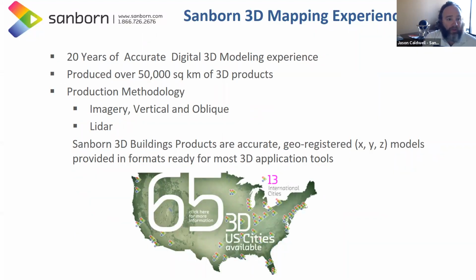So today we're going to talk about 3D, and as a baseline, we want to give you a little bit of background of our experience within the 3D environment. We have over 20 years of building 3D models. We originally started building 3D models for the central business districts across the United States. We have over 65 cities that we've developed those products under, as well as 13 international cities. Typically, it all starts with data collection, and that includes imagery, vertical and oblique, as well as LiDAR, to be able to extract out the information that our clients are looking for.